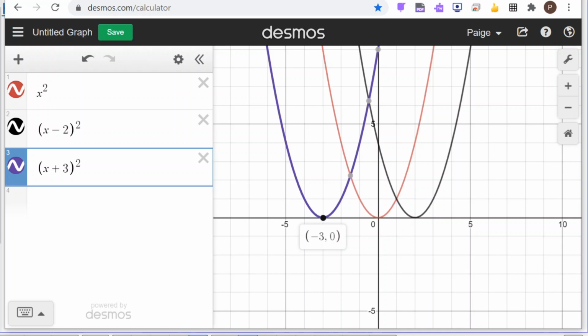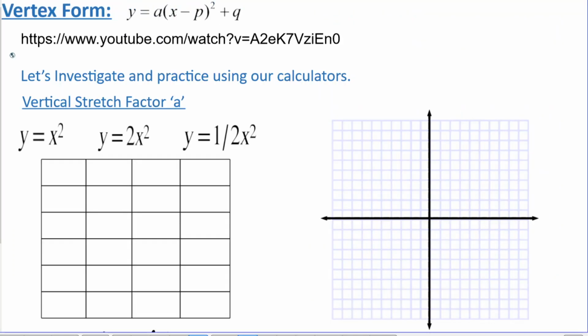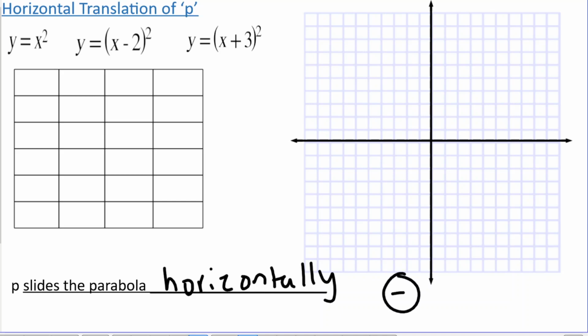So the thing with P, if we go back and we look at our equation, I'm going to go back to the first slide here. Notice that it was already x minus p. The equation already had a negative worked into it. So P slides our parabola horizontally, but by a factor of negative, whatever we're dealing with. We need to worry about switching the sign.